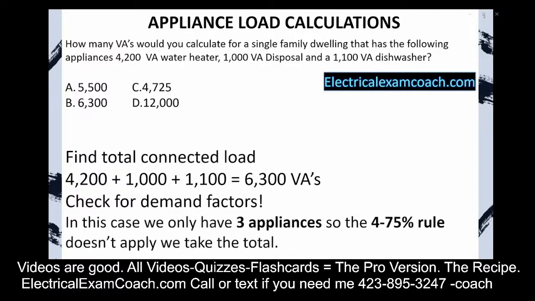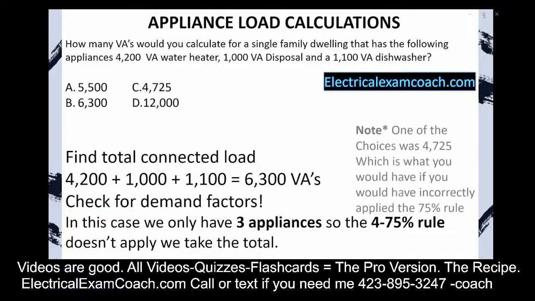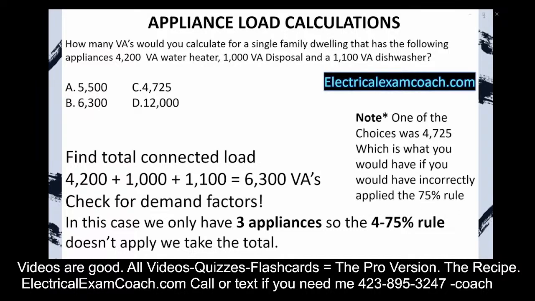In this case, we only have three appliances, so the 75% rule does not apply, and all we have to do is take our total. I do want to note that one of the four choices was as if you had incorrectly applied the 75% rule. In this case, because we only have three, we don't apply any demand factor at all, and we take the total connected load at 6,300. Great job.